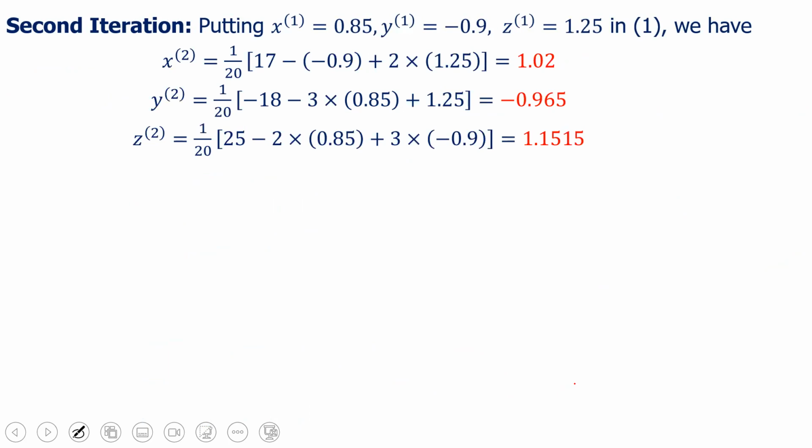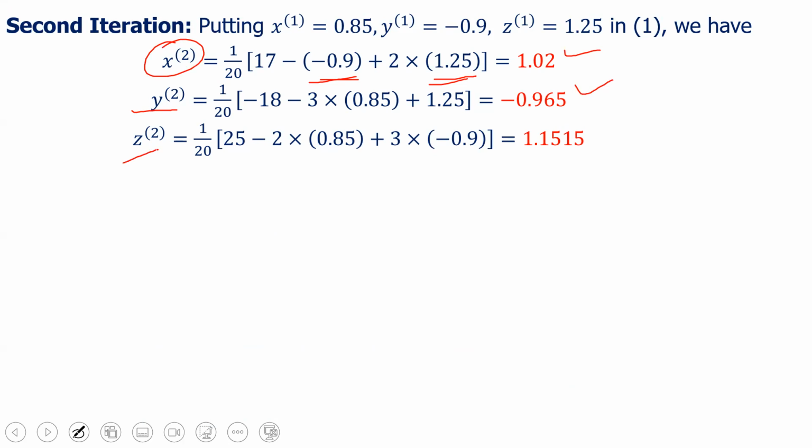Now, if we want to solve these equations, we have to use a scientific calculator, right? So that's why calculators are always allowed during the examination when we are studying numerical techniques. So please use the calculator. And now, if we put x as 0.85, y as minus 0.9, and z as 1.25, because the first is the term of y and z, we are getting the value 1.02. Similarly, for y2, it is minus 0.965.